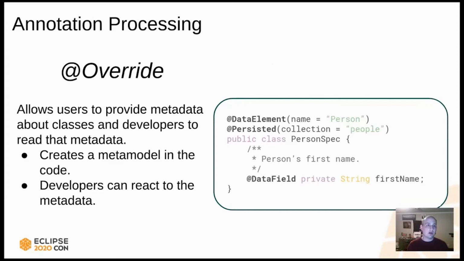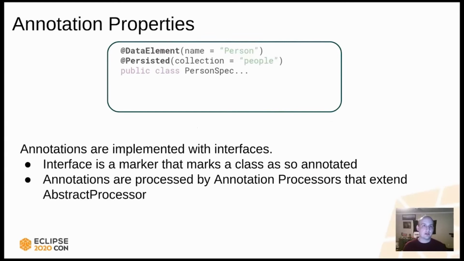So for annotation processing, if you've ever seen @Override in Java, that's an annotation, and that annotation gets processed by the compiler. Here on the right, you can see we have @DataElement and @Persisted. This is a way to allow users to provide metadata about classes and information that they want to share with the developers, so the developers can react to those annotations and process them. So the interface is a marker, annotations are just implemented as interfaces, and the annotations are processed by these annotation processors that extend abstract processors.